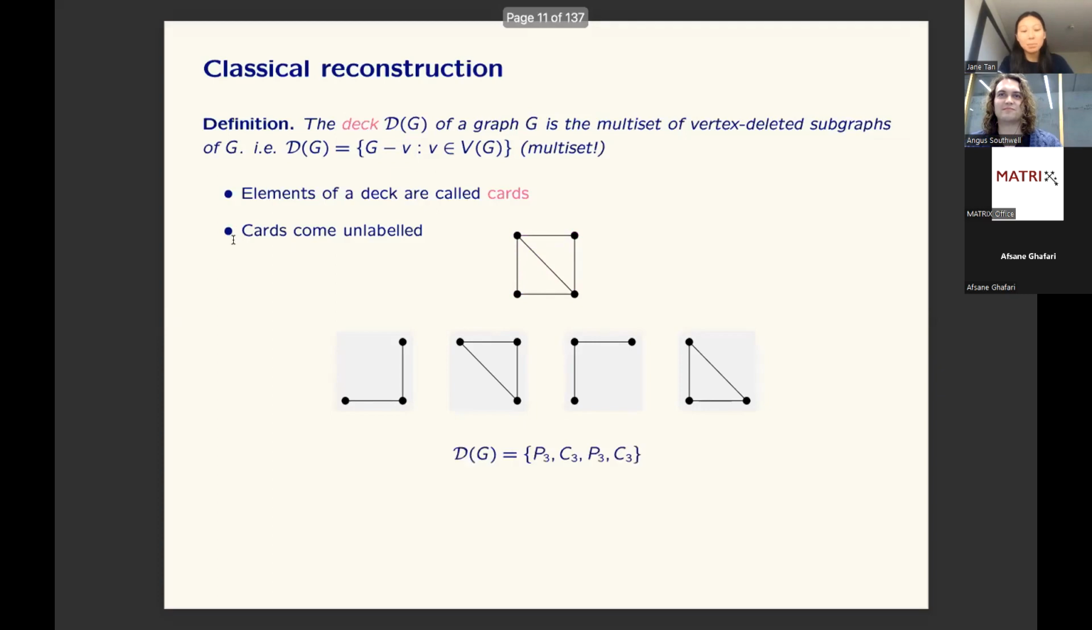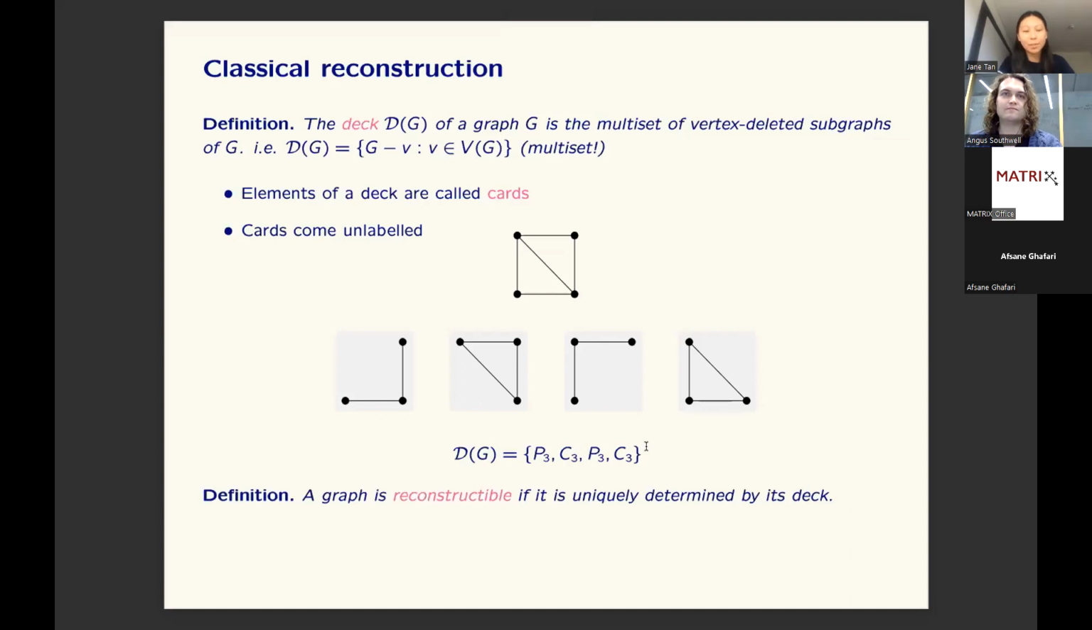So abstractly, what I can say is that the deck of this graph, which I've called G, consists of 2 copies of P3, a path on 3 vertices, and 2 copies of C3, a cycle on 3 vertices. And that is really all we know from the deck. If we're just given the deck, this is all the information we have in this multi-set down below. We're not given anything above.